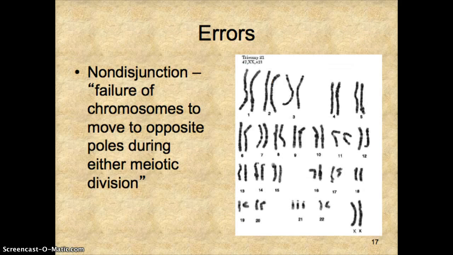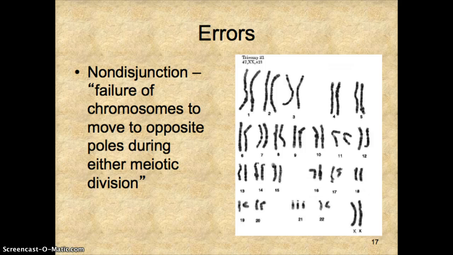The last little bit we'll cover is a mistake. Mistakes happen. Non-disjunction means that instead of mom's chromosome going to one cell and dad's going to another, they both go to the same cell. That means you end up with an extra chromosome in one cell and not enough in the other. Anytime you have a gamete that has a missing or an extra chromosome, those are called aneuploid gametes.